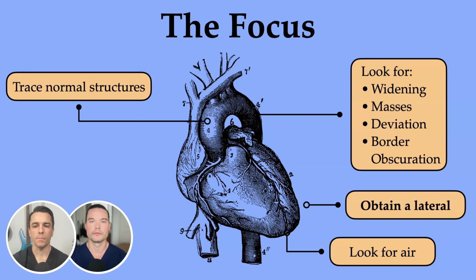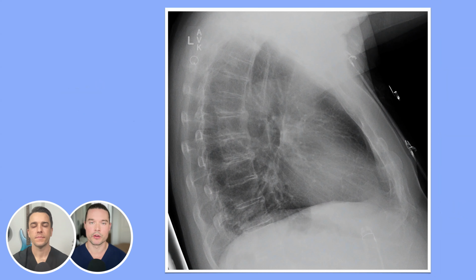Yeah, and I just want to harp on a couple things on this slide too. The border obscuration can be really difficult to see on a PA or AP. Again, that's just emphasizing how important it is to get that lateral because there are so many different soft tissue structures in the mediastinum. So it's really difficult to distinguish one from the other. So let's compartmentalize our mediastinum.